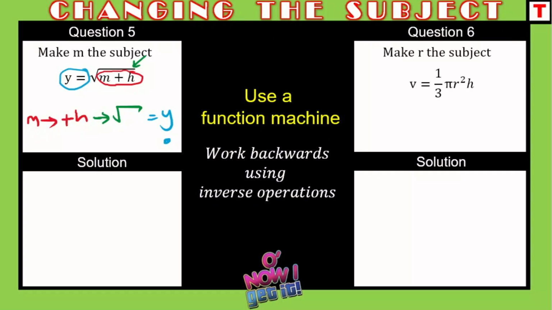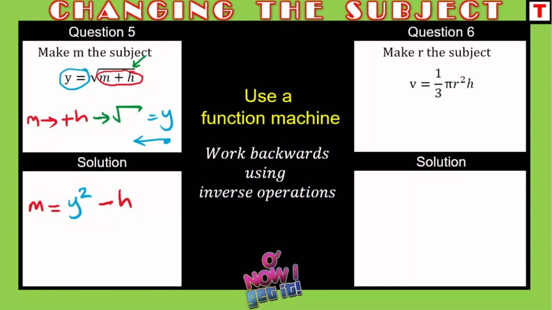Therefore, I'm now going to be starting with y and working backwards, doing the inverse. So let's start with y, and I'm doing the inverse of the square root, which is going to be to square. Then we're going to be doing the inverse of adding h, which is going to be taking away h, and this would have given us the result of m. So therefore m would be equal to y squared take away h. So we would have made m the subject.